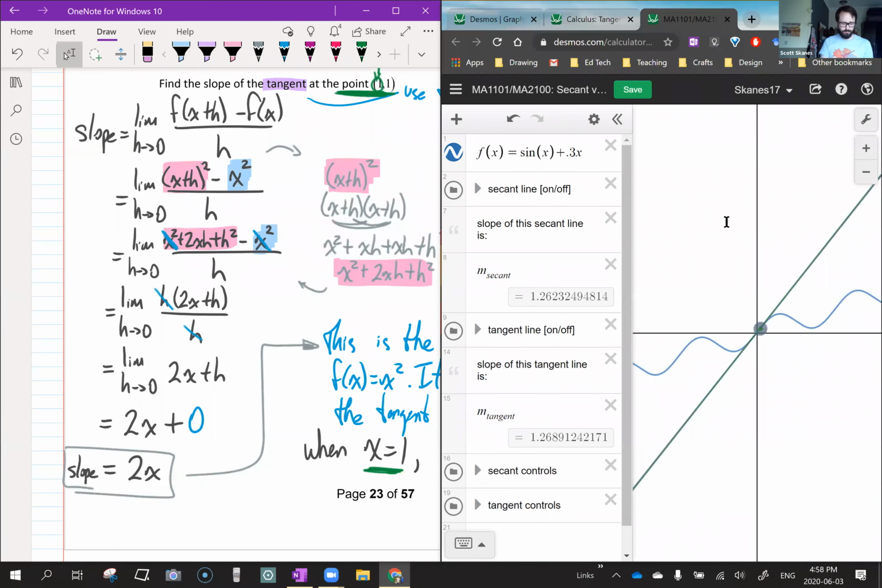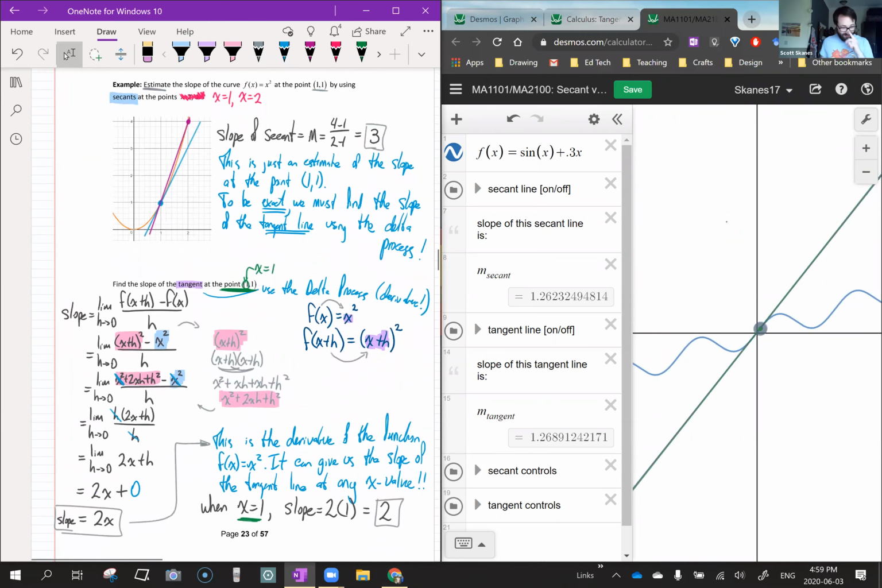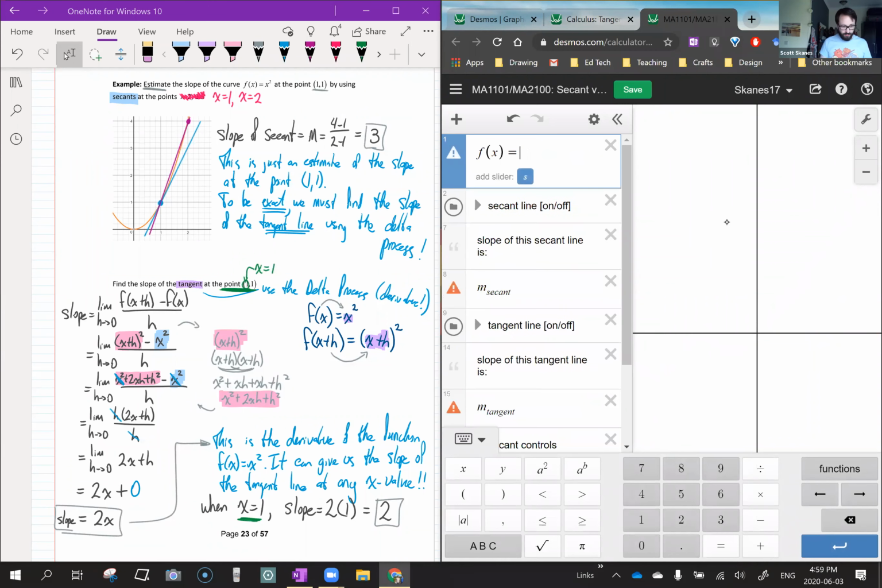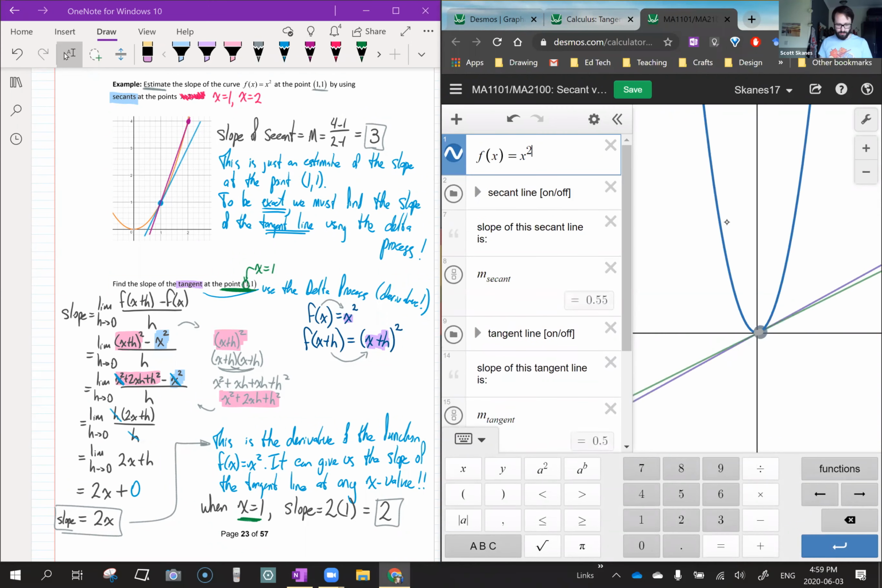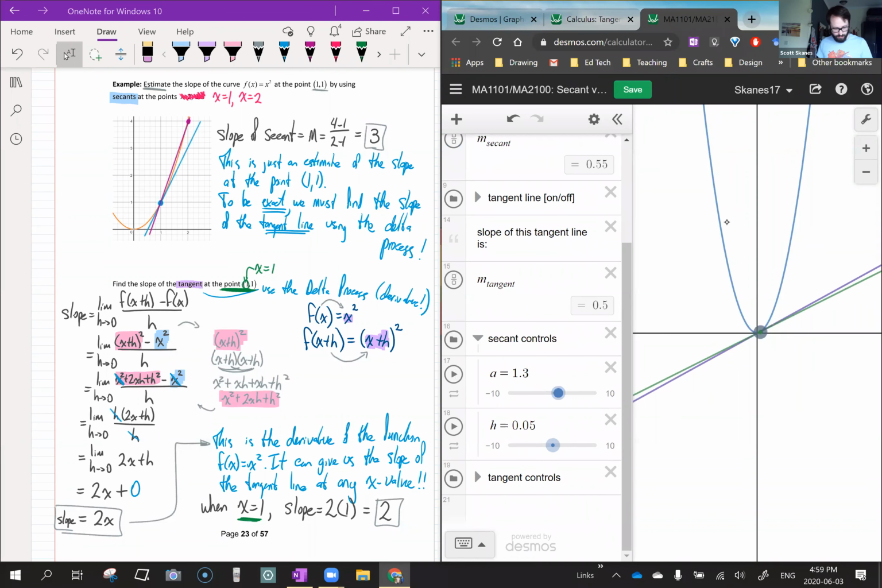Let me show you something here, because there's only a couple of you. So our curve, don't worry about most of this stuff here. Our curve is x squared, all right? My secant line, I have the point 1. Just bear with me for a second.